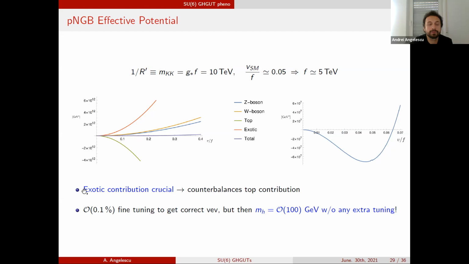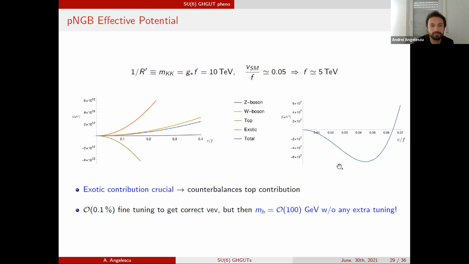Also, on a previous slide I mentioned that there was this brane mass that was actually essential for having correct electroweak symmetry breaking, and you can see it here because the Higgs potential is the sum of all these four contributions. With this total sum, you can see it here close to the axis, and here is the top. If one would not have the exotics, which are here, the minimum would be something around here, like v over f, let's say, of order 0.3, which is excluded. That's too low a value for f. So this is where the exotic contribution comes in handy, because you can see it's pretty large, and it counterbalances the top contribution such that you end up with the minimum at low values of v over f.